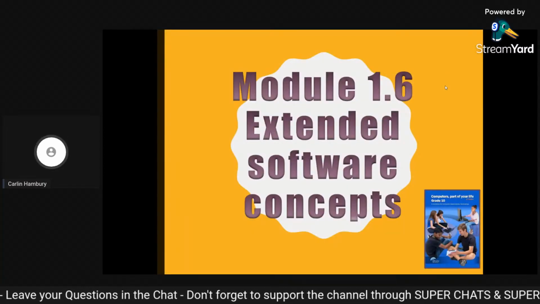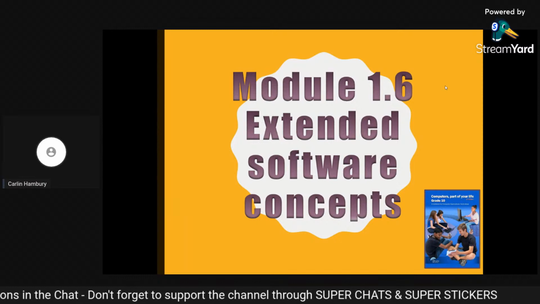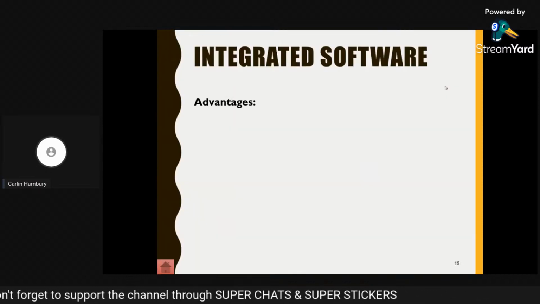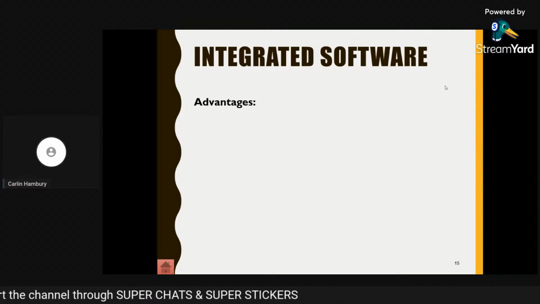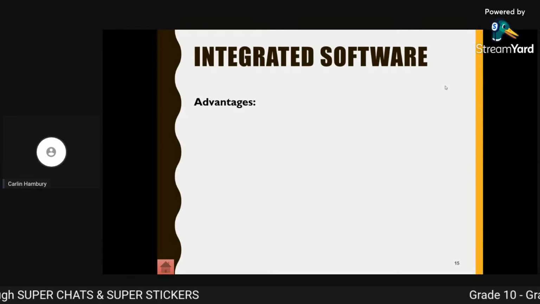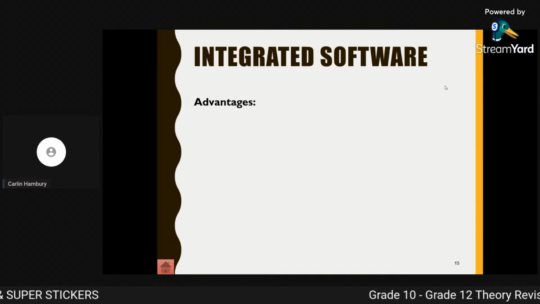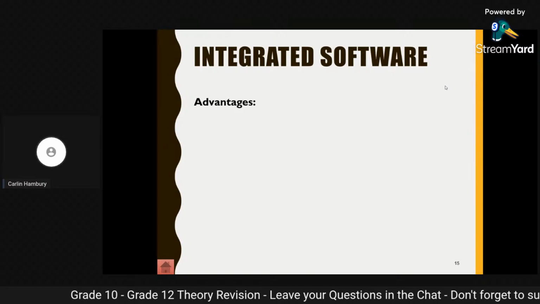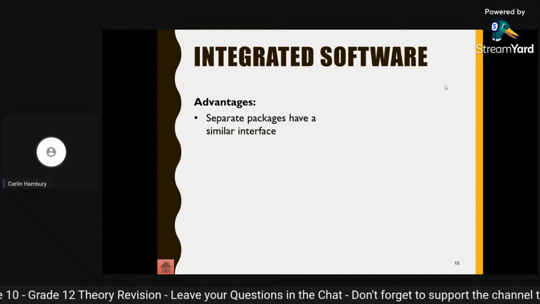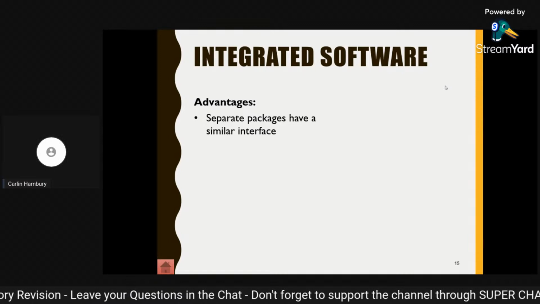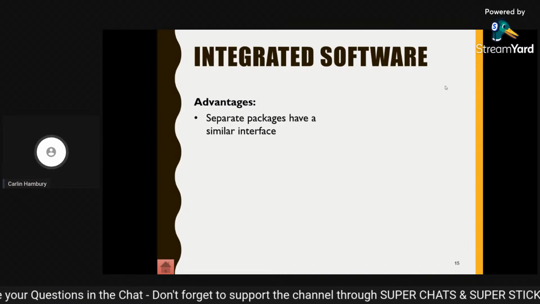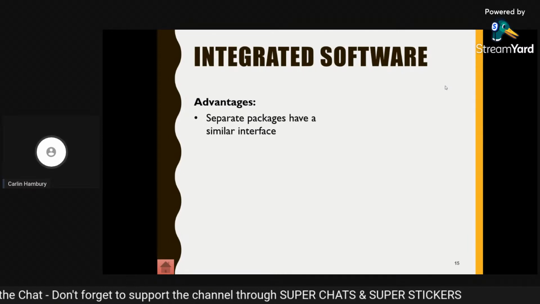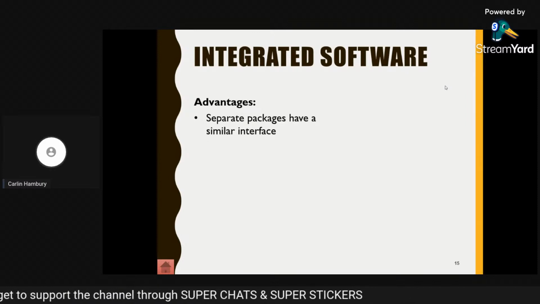Okay, then move on to module 1.6, our extended software concept. So we're going back into software, and we spoke about integrated software. Now, first of all, software is a program that performs a specific task. So when we talk about integrated software, we're talking about a few programs that are actually built into one piece of software. So some of the advantages are things like you'd have separate packages that have a similar interface. So what they're saying here is when you look at Word, Excel, and PowerPoint, you buy it as one package, as an integrated software package.